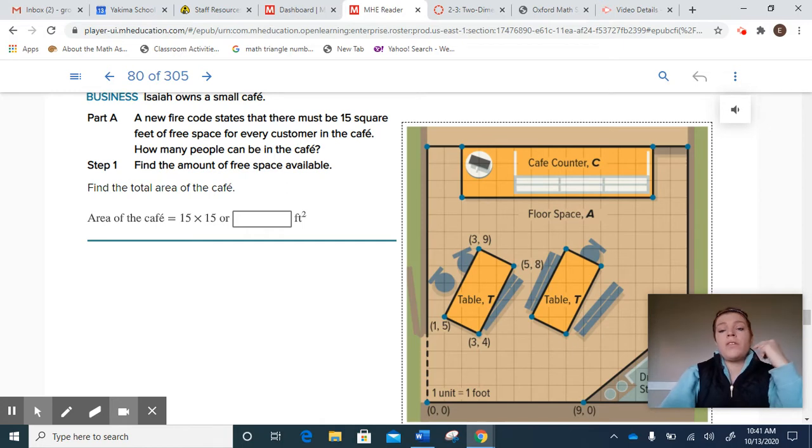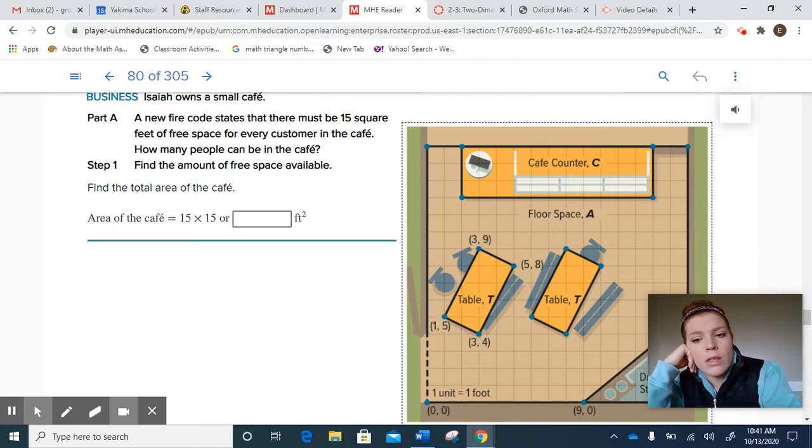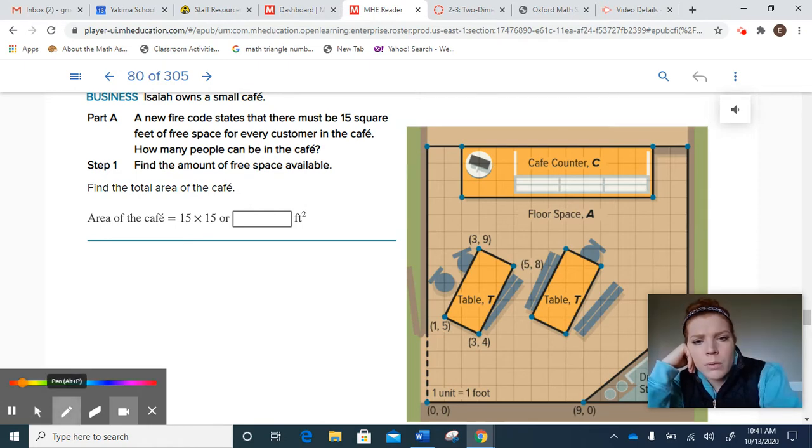So what we need to do is figure out how much floor space there is. That's space that's not taken up by the 2 tables, the cafe counter, and the drink station. So we're going to find the area of each of those 4 things and then take it away from the big section of the cafe. So let's find the total area of the cafe. You're going to do that by counting these boxes here. So let's see how much area we're working with.